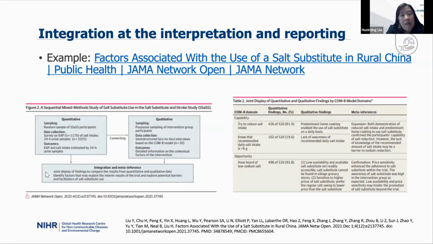This figure shows that quantitatively what we did was surveys. We were looking at knowledge, attitude, and practice of the use of salt substitutes, and they collected the survey data across these participants. There were 1,000 participants, so a big set of data. And then using that, we could connect, and we said, well, we want to find out in which areas there was low uptake of these salt substitutes, low use of the salt.